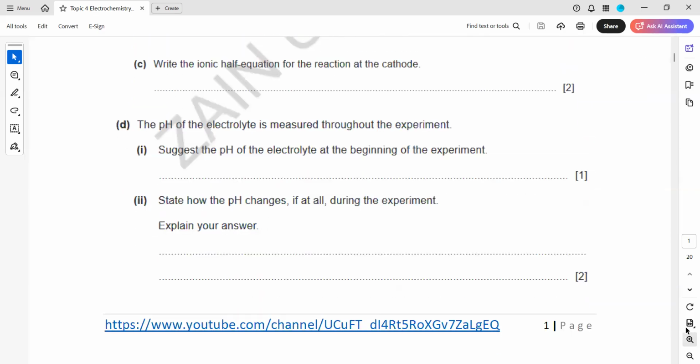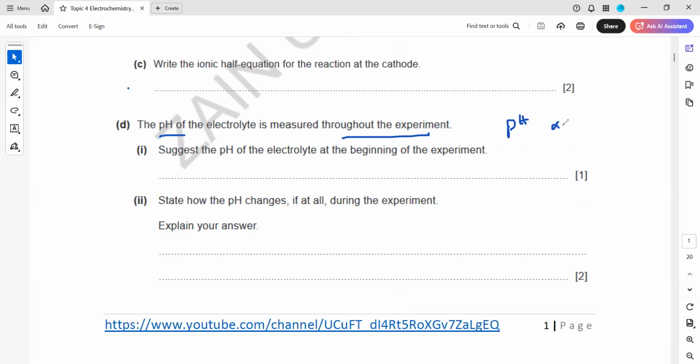The next part is not related to the topic electrolysis. It's a subtopic which is related to acid, alkali, and salt. But we will just discuss now, and in detail we'll have a discussion about the pH question in acid and alkali topic. Part D: the pH of electrolyte measured throughout the experiment.